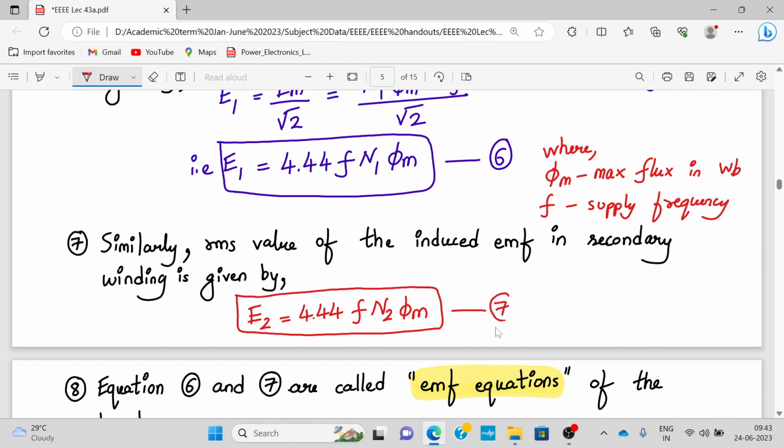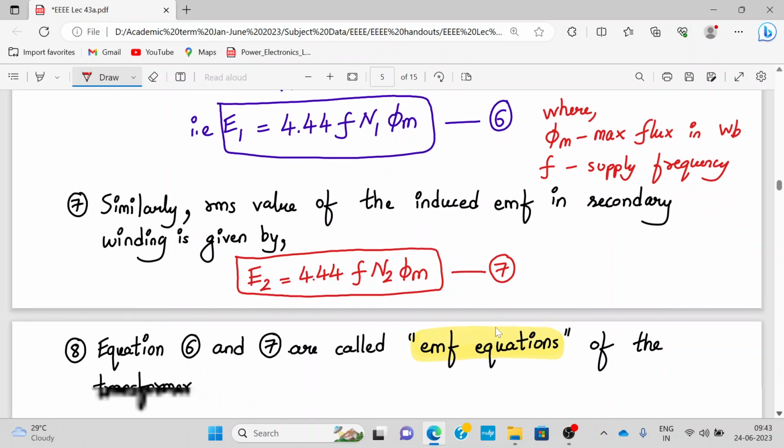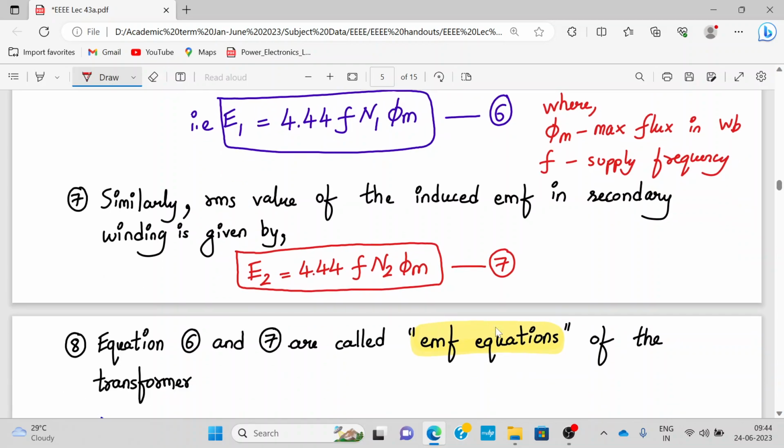If you follow the same trend, it will be as follows. So E1 and E2 are called the EMF equations of the transformer. We have derived E1, and similarly we can write E2. Equations 6 and 7, that is the E1 and E2 expressions, are the EMF equations of the transformer. If they ask you in the exam, you have to write up till here.